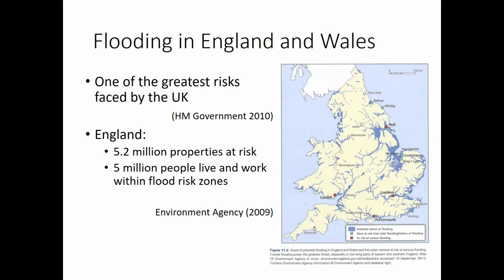That's a very vague term. Lots of hazard and risk mapping considers properties, but their properties can be very variable, from a university campus or a school building to a residential house, residential or leisure building, and so on. And roughly 5 million people live or work within flood risk zones.